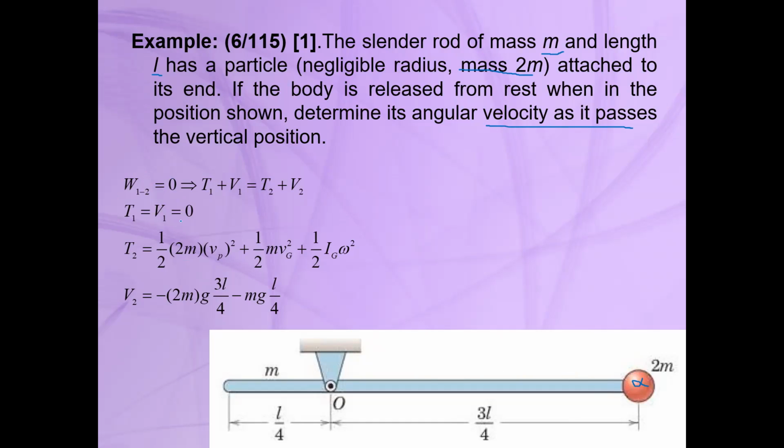But you can also use Newton's second law. If you want to use Newton's second law, you can plot the free body diagram for this system. Here you can see we will have two reaction forces at point O. We can call them Ox and Oy. We will have the weight of the slender rod, mg, and the weight of this particle, which is 2mg.